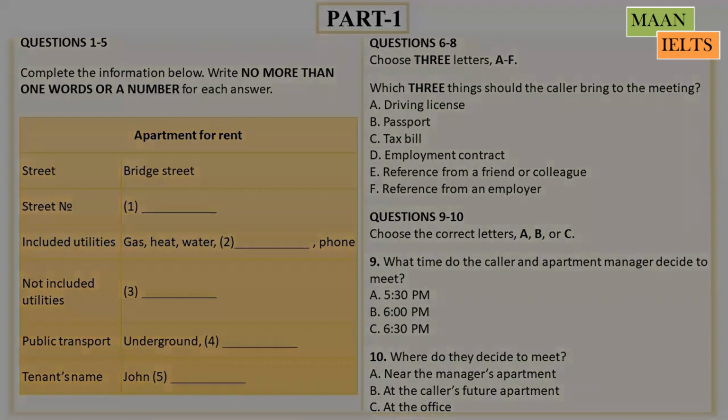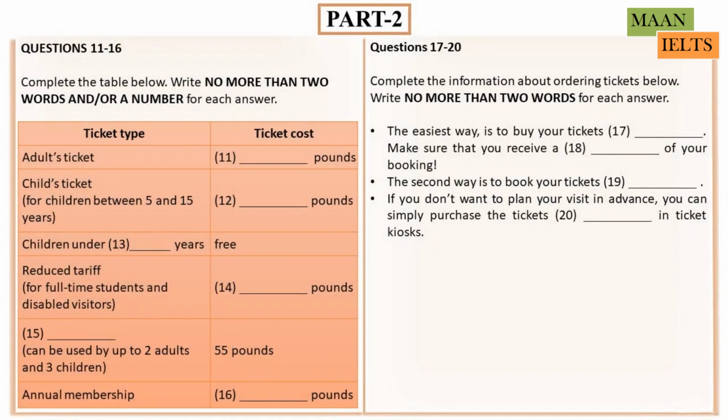Now turn to Part 2. Part 2. You will hear information about tickets to one of the royal palaces in London. First, you have some time to look at questions 11 to 16.